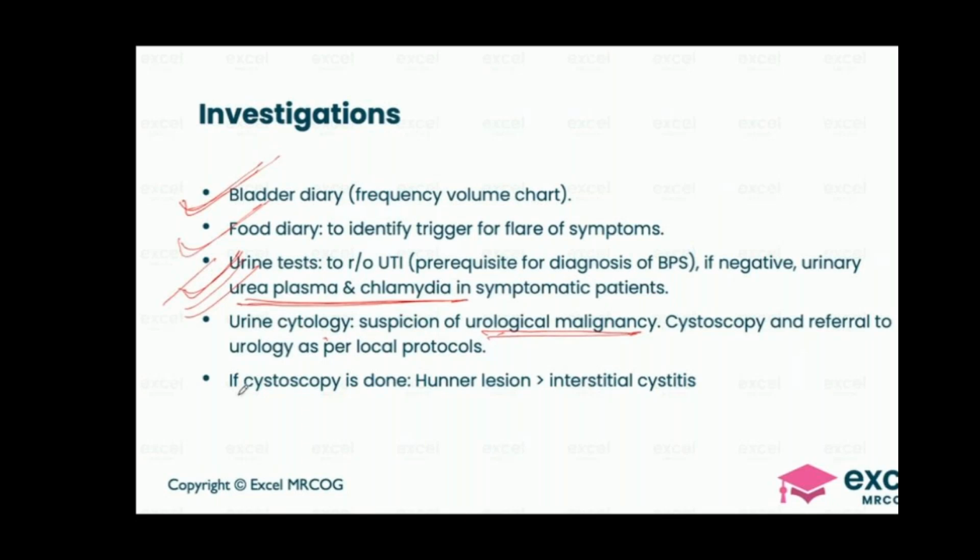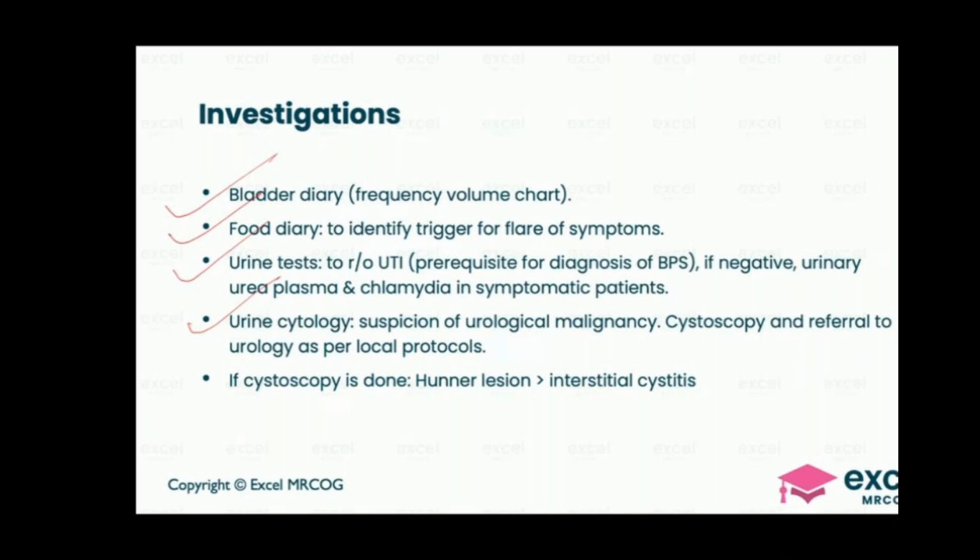Cystoscopy, if at all, is done. You have to check if there are these ulcers. If there are these ulcers present, it becomes interstitial cystitis. But cystoscopy is not something that you would do as an initial treatment. I mean, initial investigation. What you do is this, this, this, and this. I mean, urine routine basically. Okay, so that is all, and then you can start the treatment or the management.